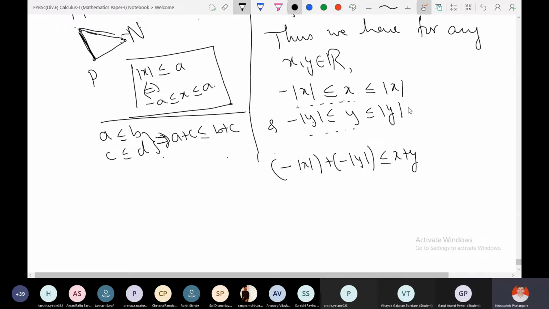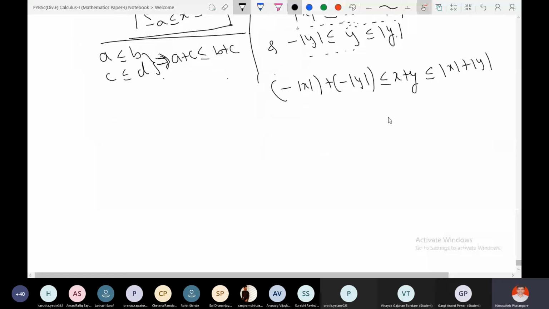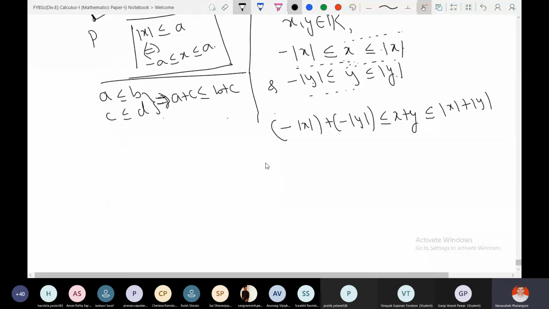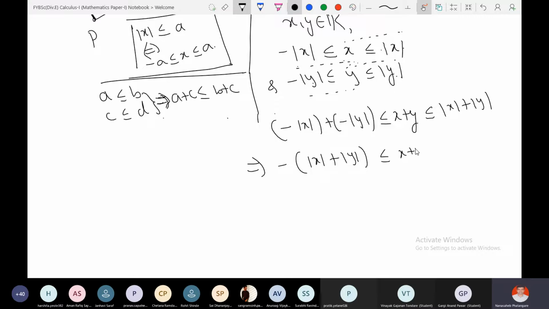Right. Now at the same time I will add this half part, this half part: x less equal absolute value of x, y less equal absolute value of y, and then less equal absolute value of x plus absolute value of y. I am writing in the same expression, but basically I am adding these two inequalities. So what is this? This is basically minus of absolute value of x plus absolute value of y is less than or equal to x plus y, less than or equal to absolute value of x plus absolute value of y.